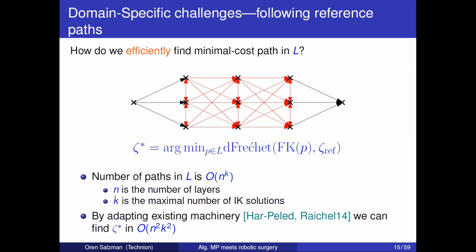So things become a bit messy, and naively enumerating all paths is exponential in the number of layers and IK solutions. And here you need to jump through some hoops, adapt existing machinery from computational geometry, and then we can do it in time that is polynomial in the number of layers and IK solutions. So I hope you believe me here, but this is kind of a non-trivial optimization step.